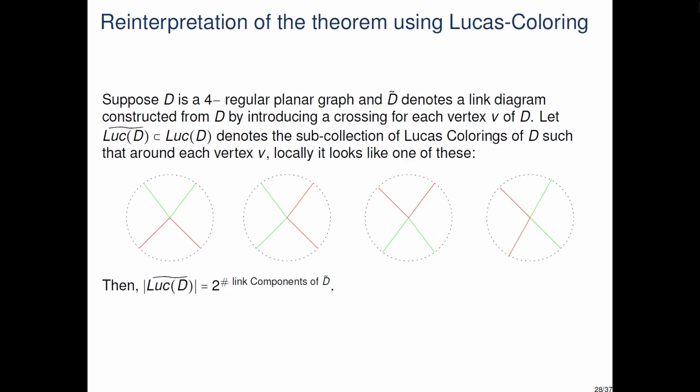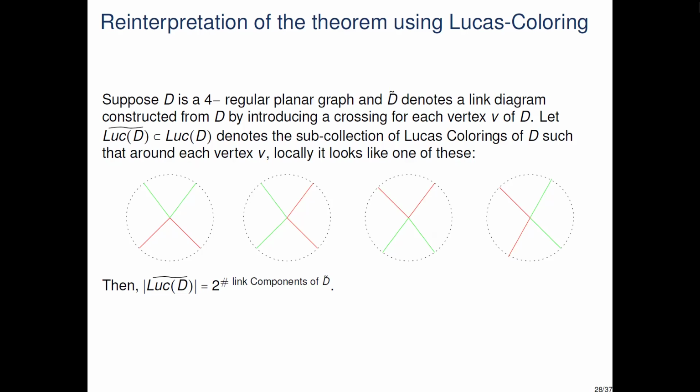So you start with a 4-regular planar graph D. Then D tilde is the same, it's a link diagram which you construct out of D by getting rid of the vertex v and then you just add a crossing. Like for example, locally, if you have a picture like this, then just add a crossing. It doesn't matter whether it is an over crossing or under crossing.